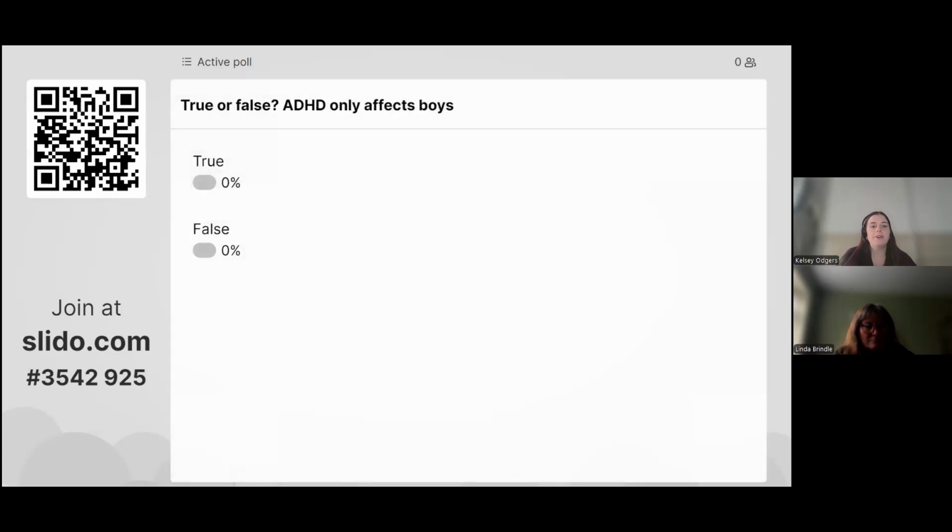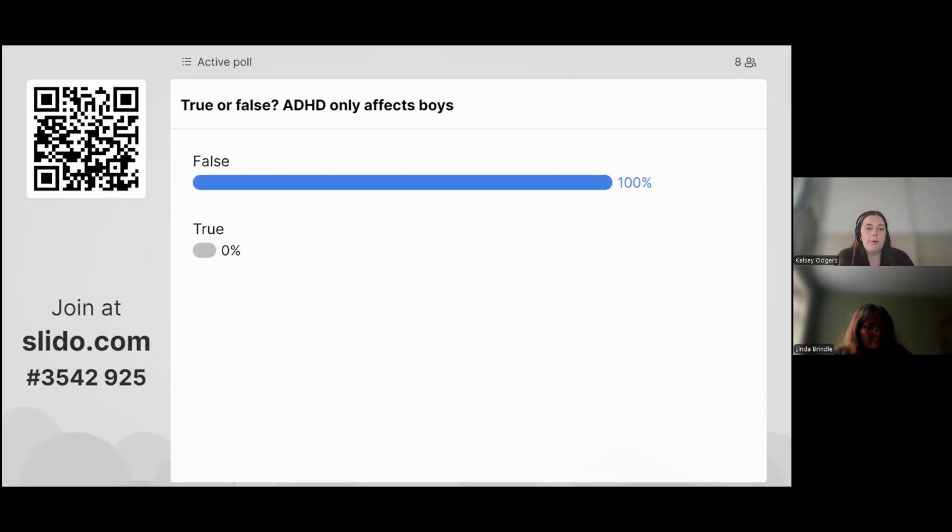So finally, true or false, ADHD only affects boys. Yeah, so 100 people, 100% saying false, yes. So while evidence shows that boys are actually 3 times more likely to be diagnosed with ADHD, girls can definitely be diagnosed with it. And again, similarly to autism, it's likely undiagnosed in girls. And actually, interestingly, girls are more likely to be diagnosed with the inattentive type of ADHD.